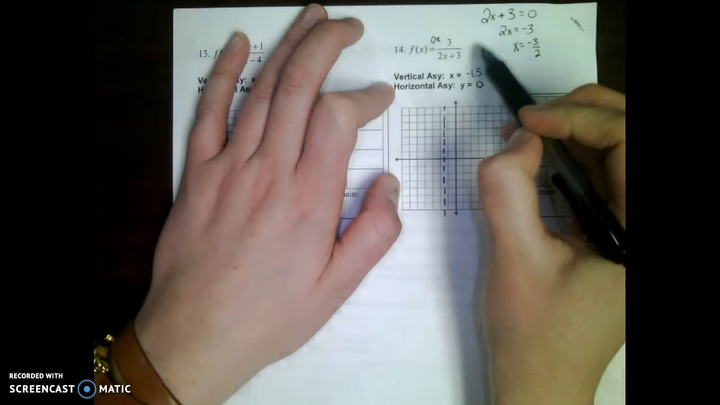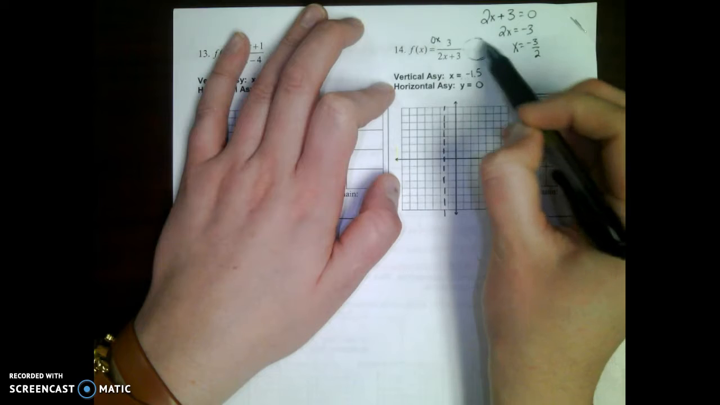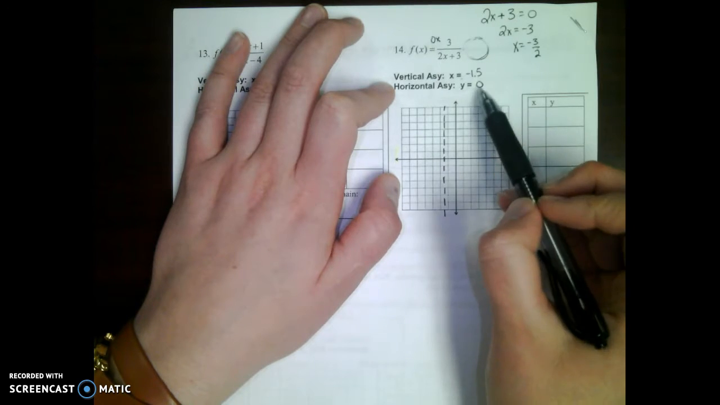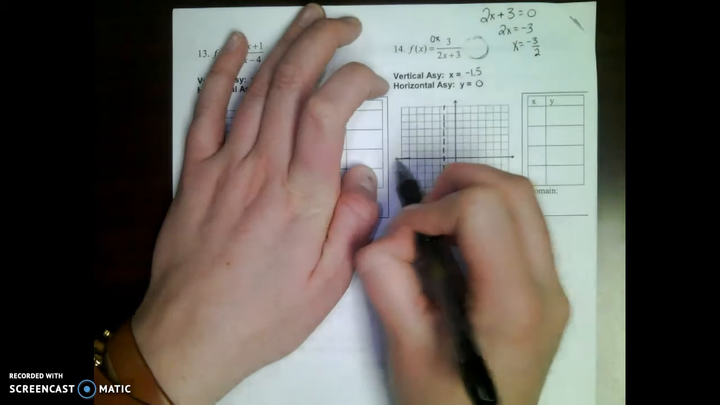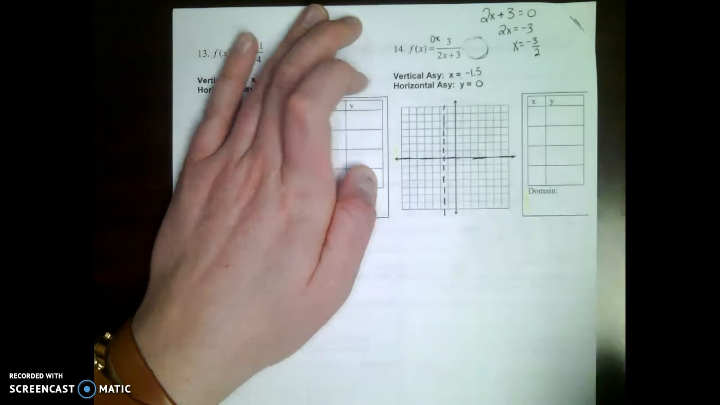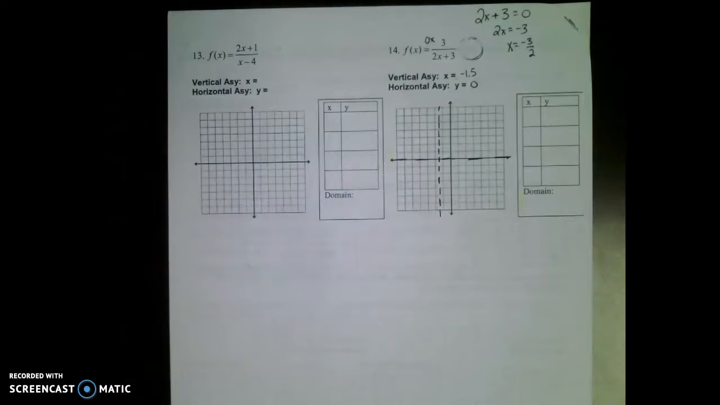Now, if there was something added or subtracted right here, that would change that horizontal asymptote. But there isn't, so the horizontal asymptote is at 0. And if you need to stick this in your graphing calculator to verify that, you absolutely can. In fact, our next step is put this in the graphing calculator.